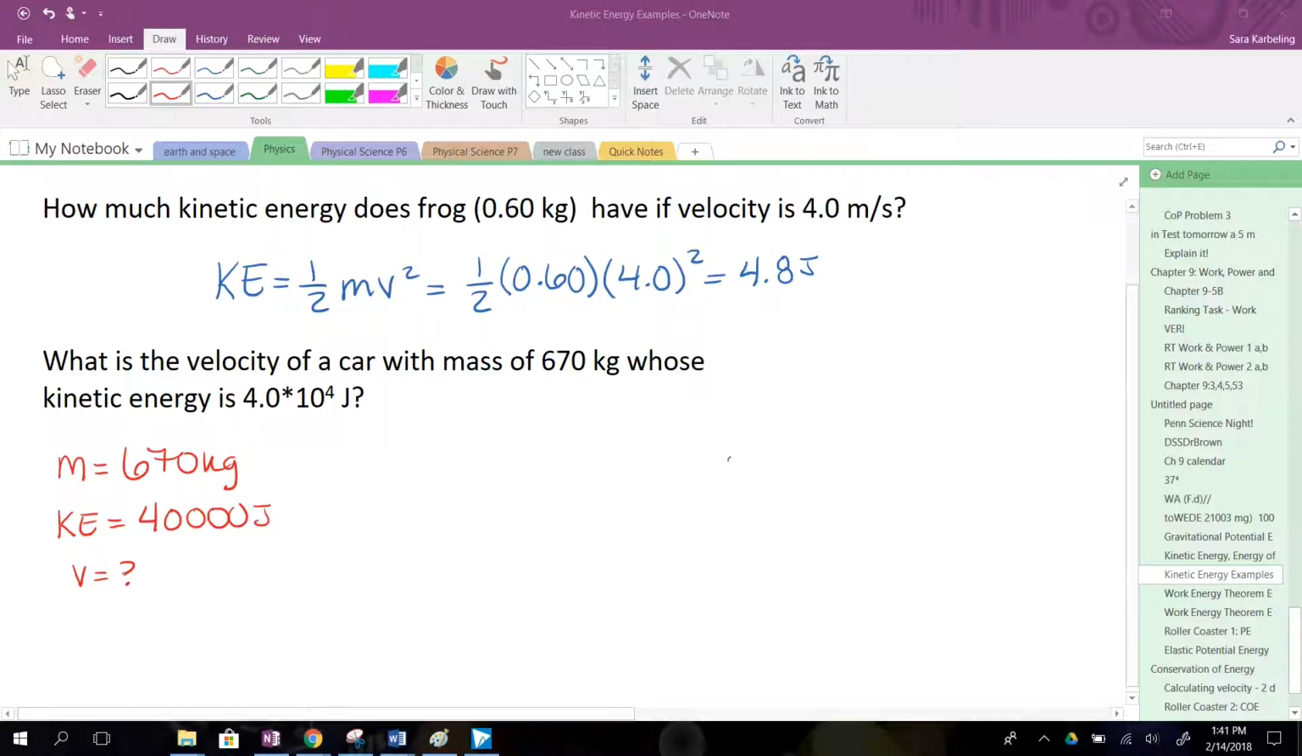Algebra. Doop-a-doop-a-doo, ba-doop-a-doop-a-doo. Did you like my song? I thought you would. That's why I did it. All right, let's do it.